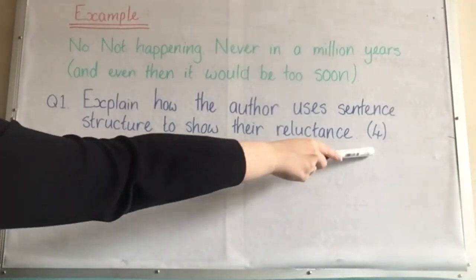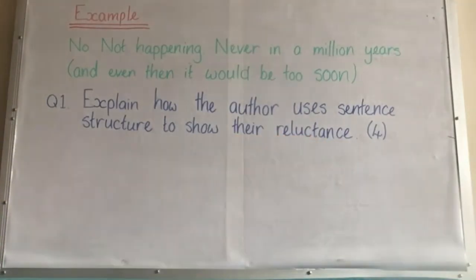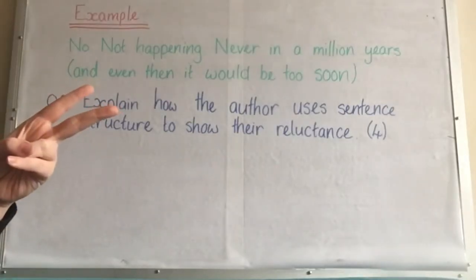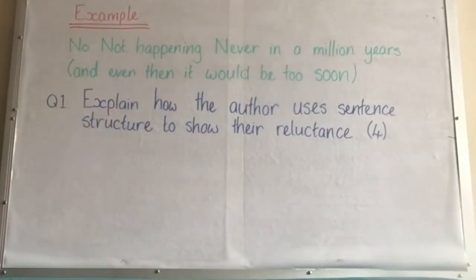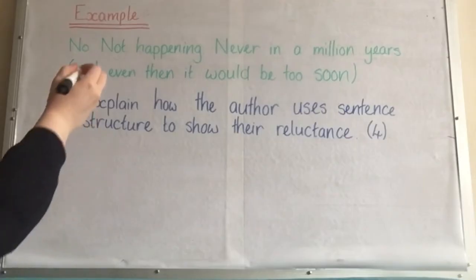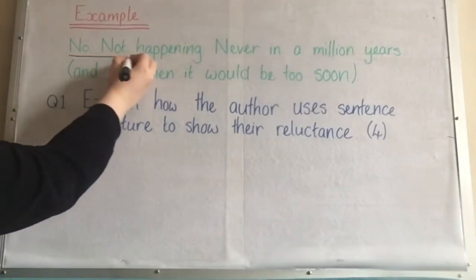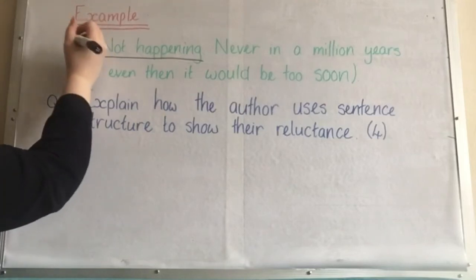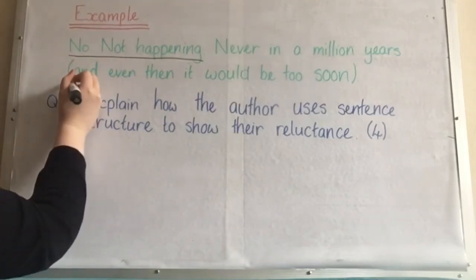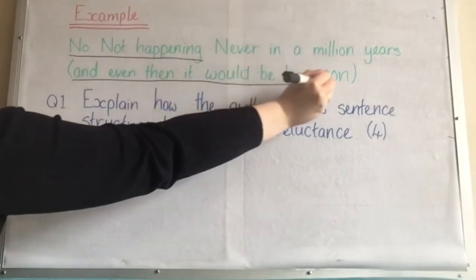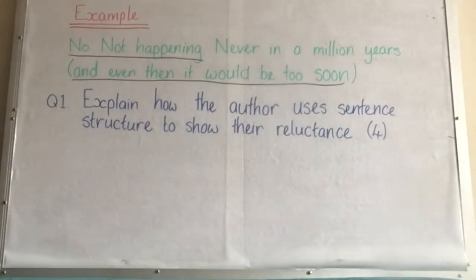As you can see, this is worth 4 marks. So you need to find 2 examples and explain them both. I'll give you a moment to have a look for those 2 examples on your own. The 2 examples I would pick are this first bit, "no, not happening." And I would also go for, "and even then it would be too soon." Remember, you can highlight things and underline things in the passage if you need to help you remember things.